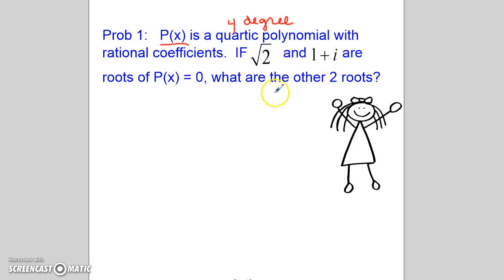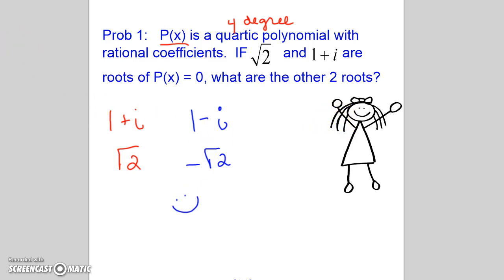Well, I'm going to use the conjugate root theorem. I know that if 1 plus i is a root, and if the square root of 2 is a root, they have conjugates. The conjugate of 1 plus i is 1 minus i. The conjugate of the square root of 2 is negative square root of 2. So let's think about this. My degree is 4, and I've got 4 roots. So I'm all happy.